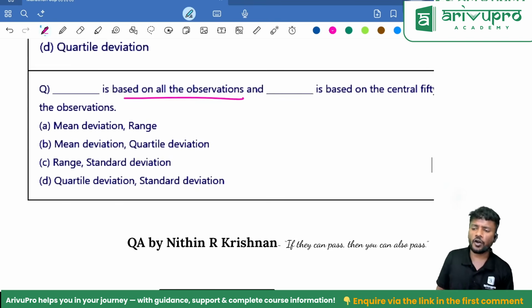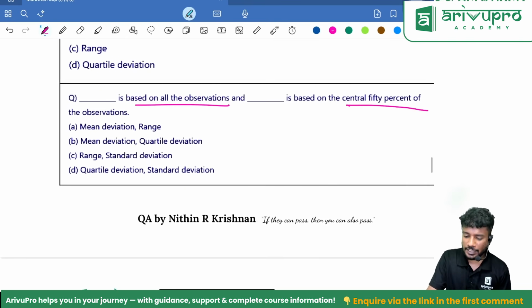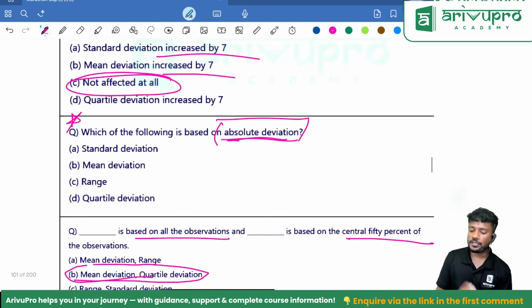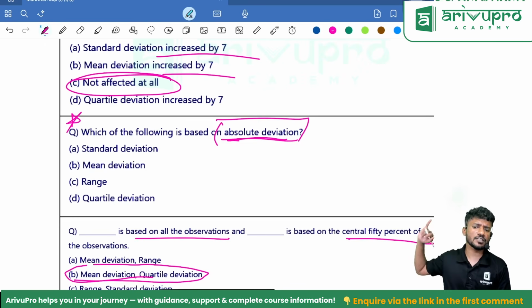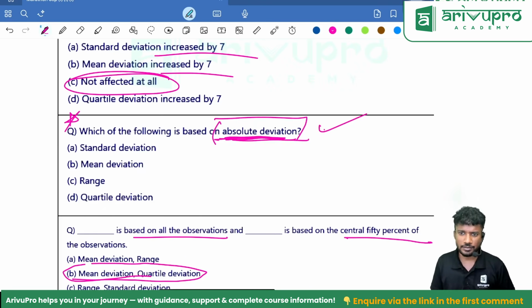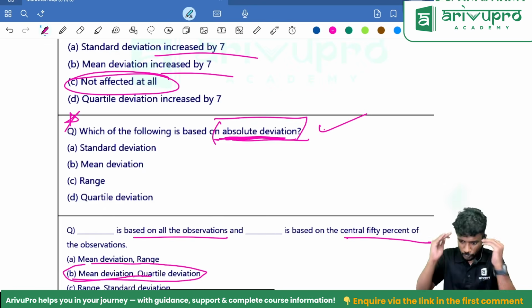Dash is based on all observation and dash is based on central 50% of the observation. So what is it? Mean deviation and quartile deviation. So tell me the answer. What is based on absolute deviation? Mean deviation. Is it mean deviation or standard deviation? Why is it called absolute deviation also? It's a good question. Check once. You'll get the answer if you just Google it. Don't Google it now. Go home. Do it as an assignment.